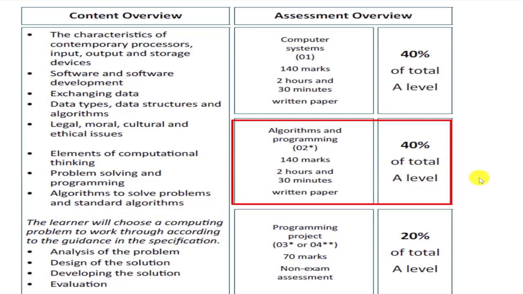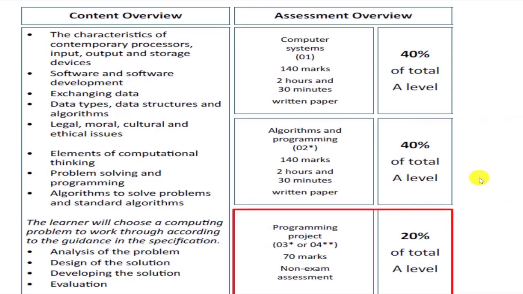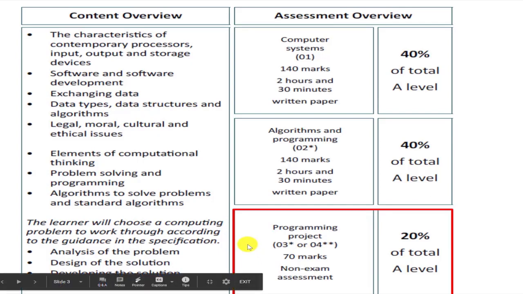Which brings us on to Unit 3, which is the Programming Project. The Programming Project is worth 20% of the total A-level, and this is non-exam assessment, which means that it's assessed in-house and then moderated externally. And for the project, you will choose a computing problem to work through, and you will analyse the problem, design a solution, and create a solution.